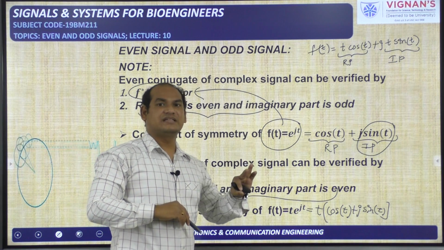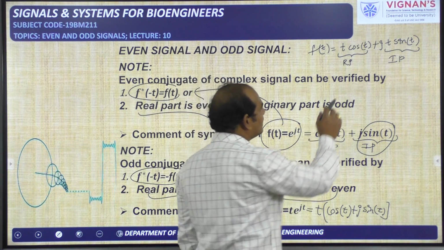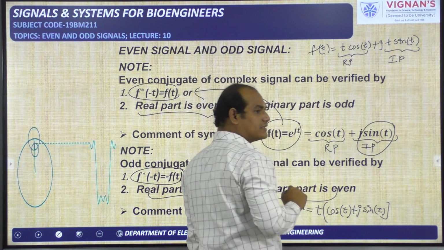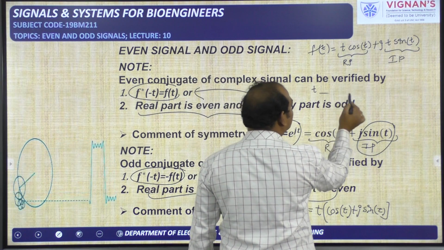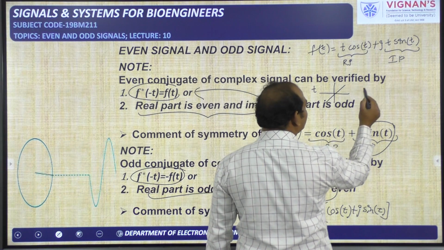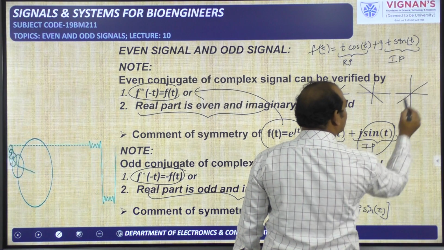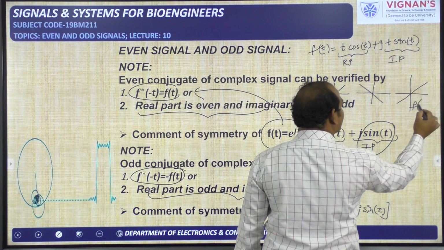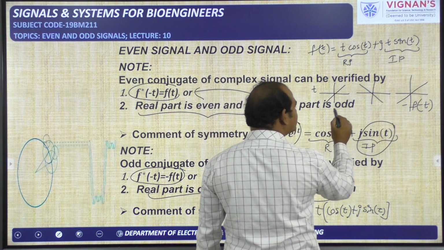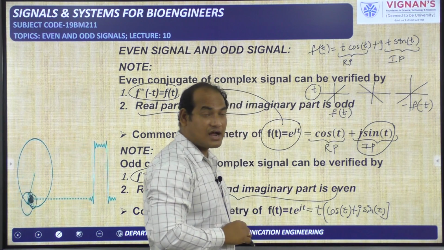Generally cos t is the even signal, but t is the odd signal. That we have already proved, I think. If t is there, how do we draw it? On two sides we have to draw like this. If you do the time reversal you will get like this, and if you do the amplitude reversal you will get like this. This is f of minus t, which is equal to the original signal f of t. So I can say t is the odd signal.